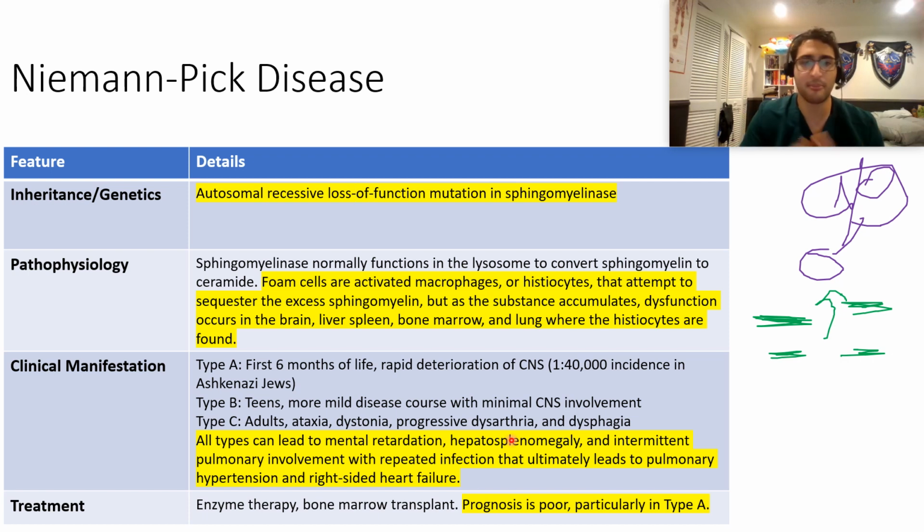You get this intermittent pulmonary involvement. These macrophages get angry, swollen, etc. Inflammatory processes lead to chronic infection, and chronic infection leads to decreased oxygen in the lungs. And lungs, when they don't have oxygen, they constrict, they just squeeze. All right, and that leads to pulmonary hypertension.